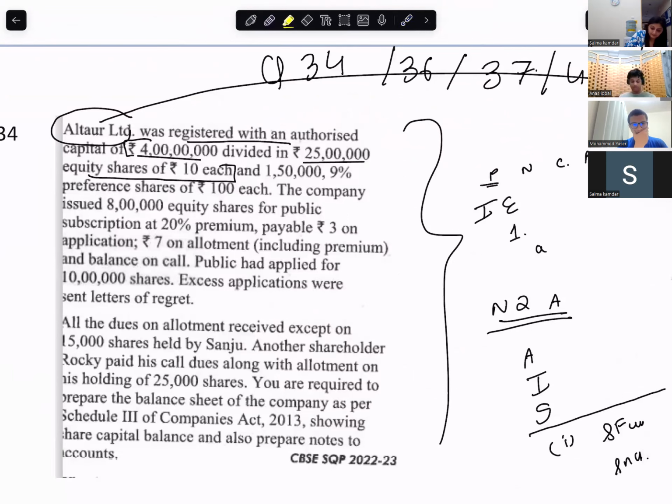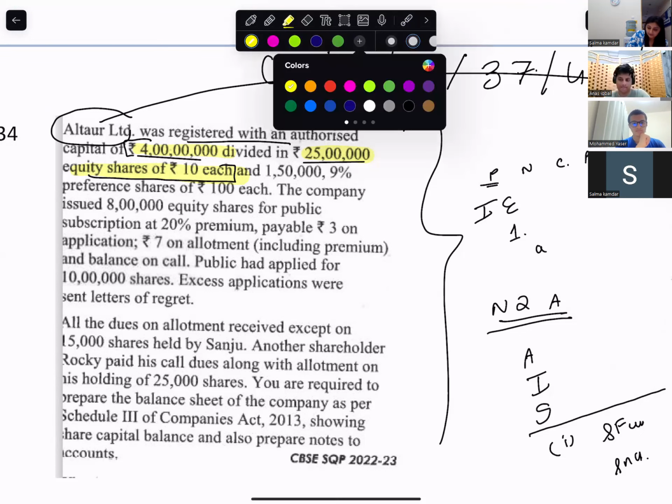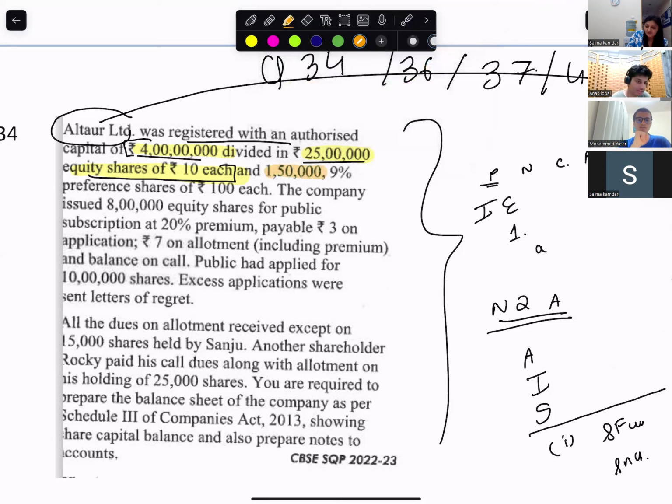Next you said this one, preference share. How will you write? 1,50,000 preference shares of rupees 100 each. 9%, this should be there. 1,50,000, 9% preference shares of rupees 100 each, full thing.